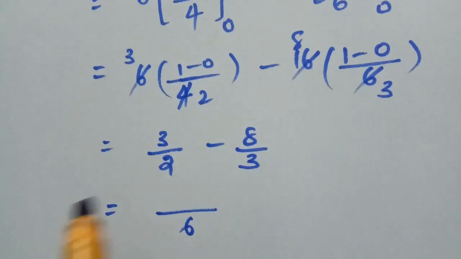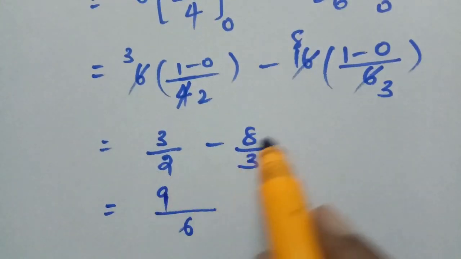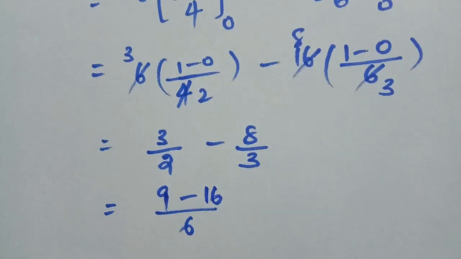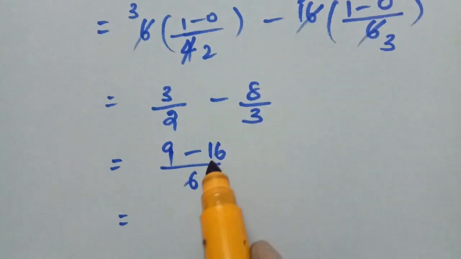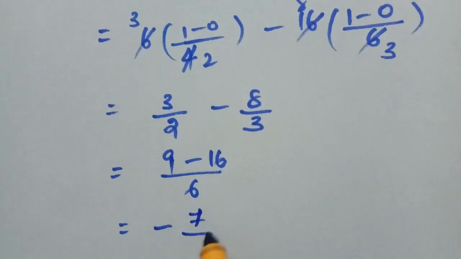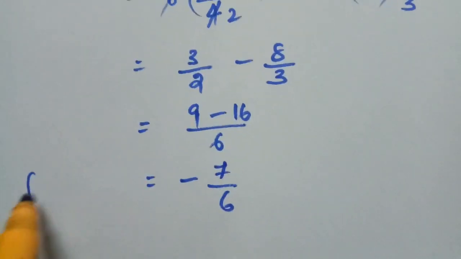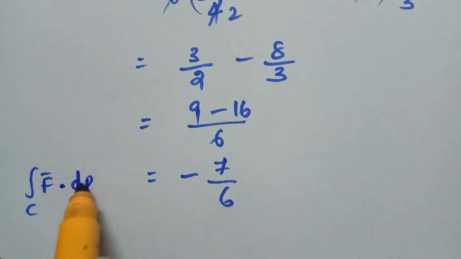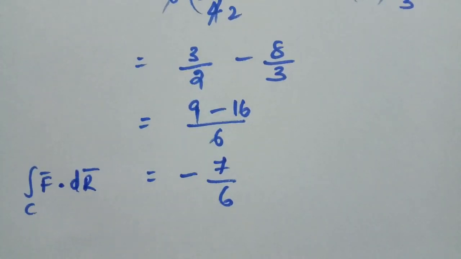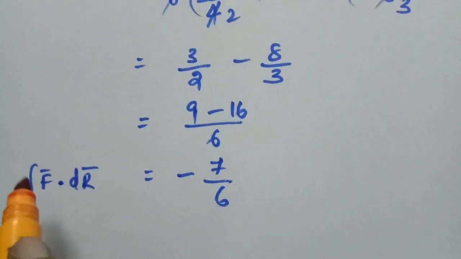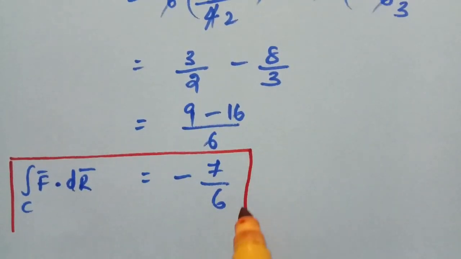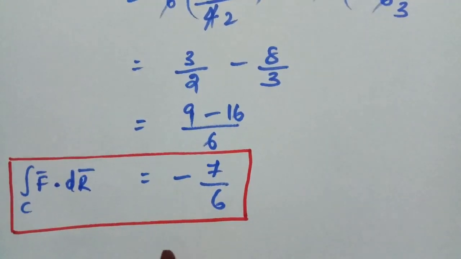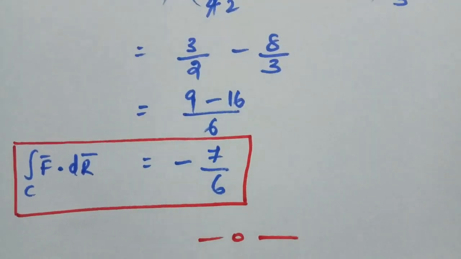3 3s 9, minus 2 8s 16. Therefore, 16 minus 9, so therefore minus 7 by 6. Therefore, the integration over C of f bar dot dr bar along the curve in the xy plane, y equal to 2x squared from (0, 0) to (1, 2), gives the integration value minus 7 by 6.